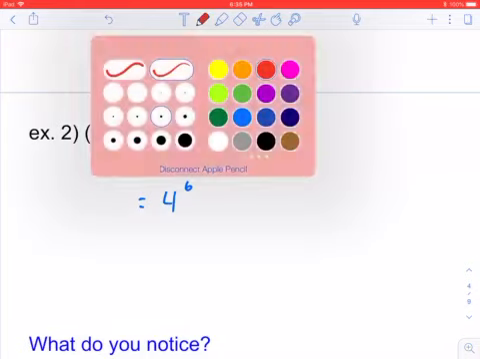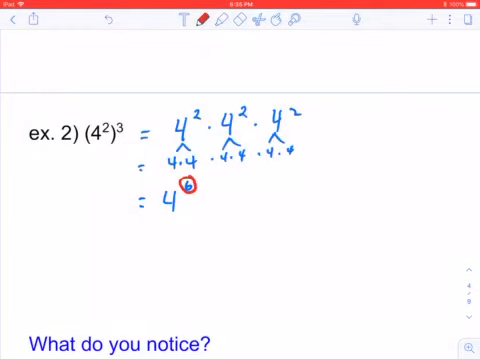So again, take a look at the exponent we ended with, and then take a look at the exponents that were in the original problem. What do you notice? Do you think you have what is happening there? Do you think you know what the shortcut would be? Pause for a minute and think about it.